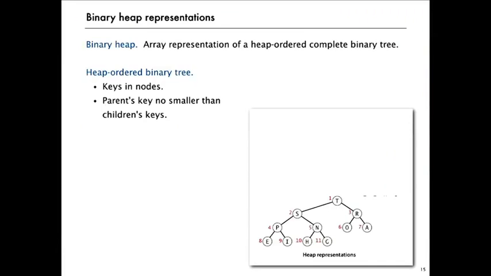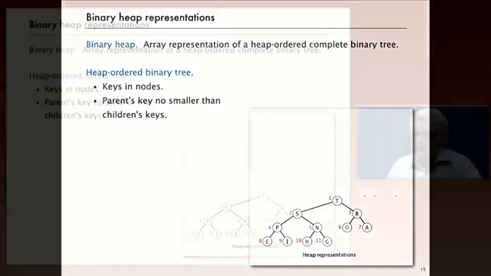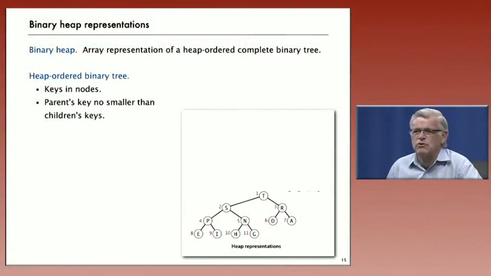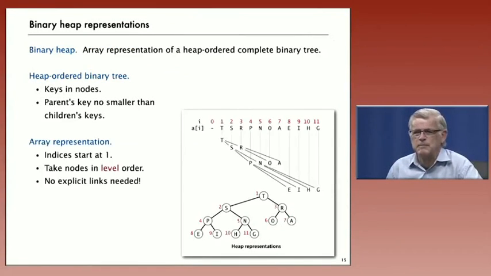All right, now the way we're going to use complete binary trees to implement priority queues is to, first of all, associate information with each node. We'll put our keys in the nodes. And also, we're going to represent it with an array. So when we start putting the keys in the nodes, we're going to impose one more condition that's called heap ordering. And the idea is that the parent's key is going to be no smaller than its children's key, and that's true for every node in the tree.